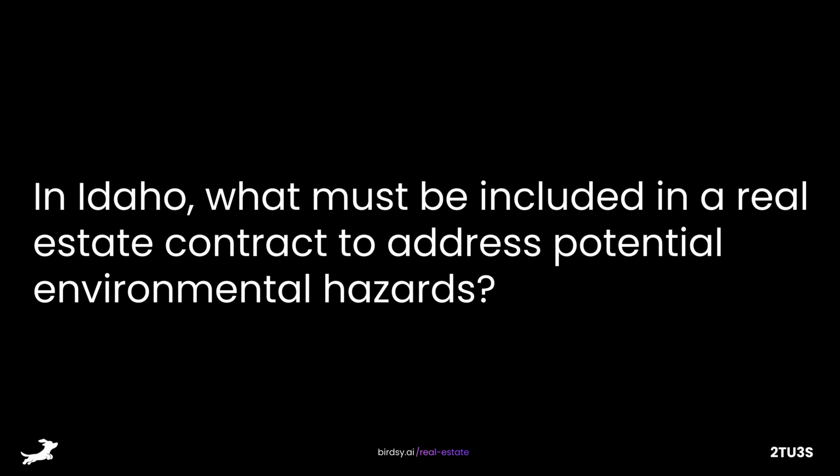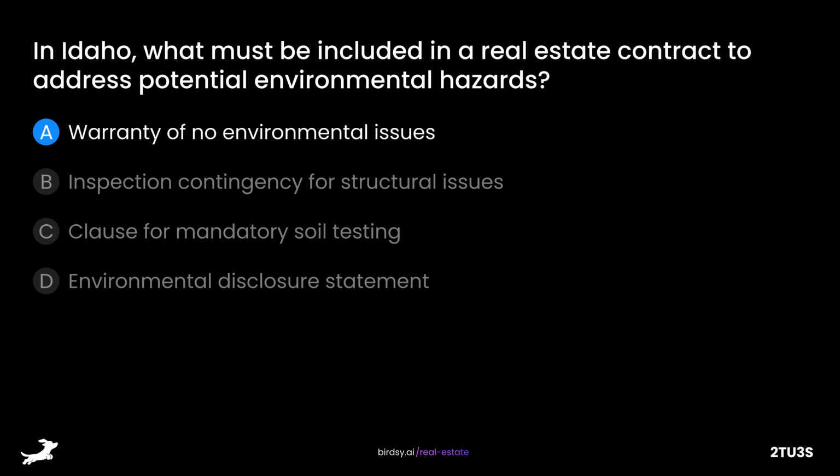In Idaho, what must be included in a real estate contract to address potential environmental hazards? Is it A, warranty of no environmental issues, B, inspection contingency for structural issues, C, clause for mandatory soil testing, or D, environmental disclosure statement? The answer is D, environmental disclosure statement.